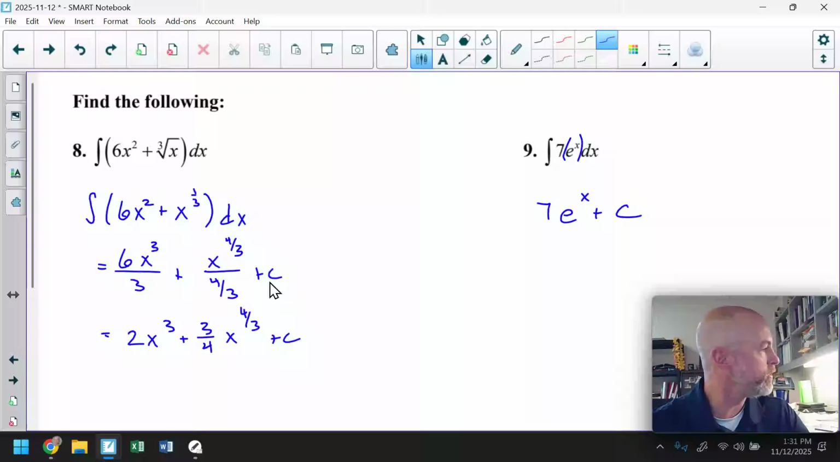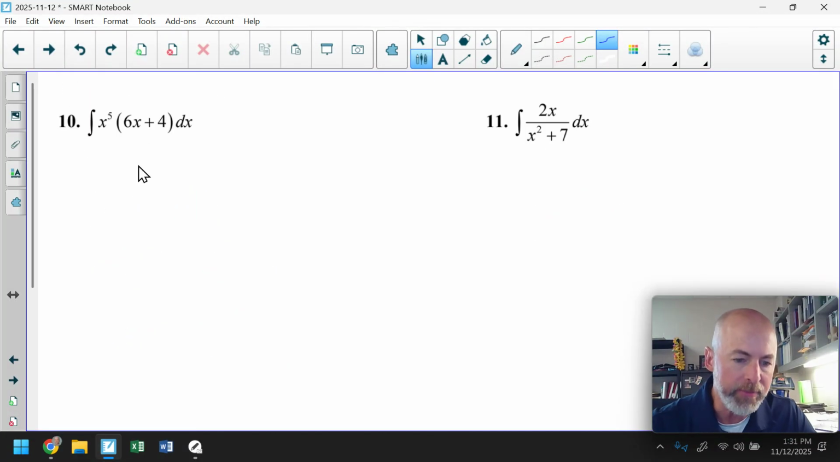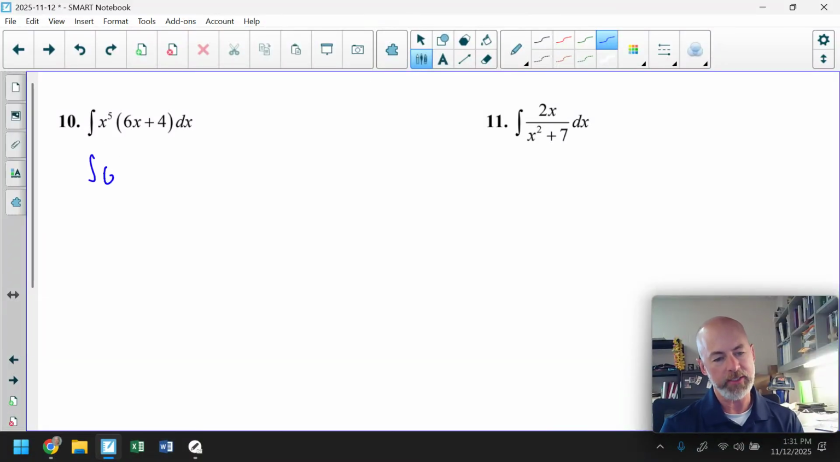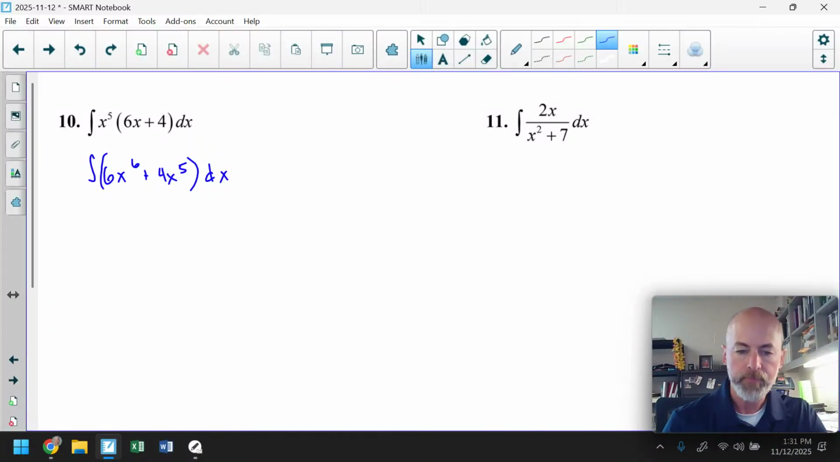And there are 2 more examples, and I think I'm going to skip number 10 here. To do number 10, you would start by distributing. There is, as I said earlier, a product rule in reverse called integration by parts, but it's really a booger. And so for number 10, you would actually distribute first, make that 6x to the 6th plus 4x to the 5th. And the gods of math would prefer you to put that integrand in parentheses. But I want to skip to number 11 because number 11 kind of has that inverse tangent.